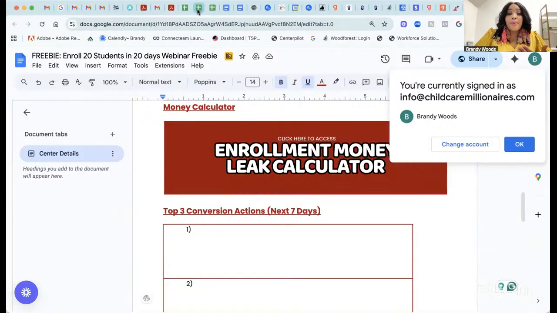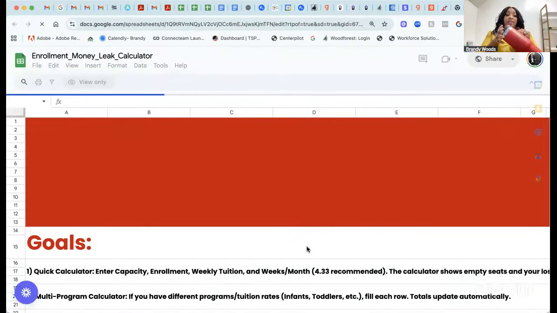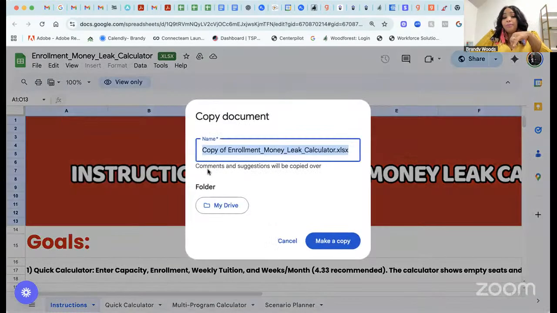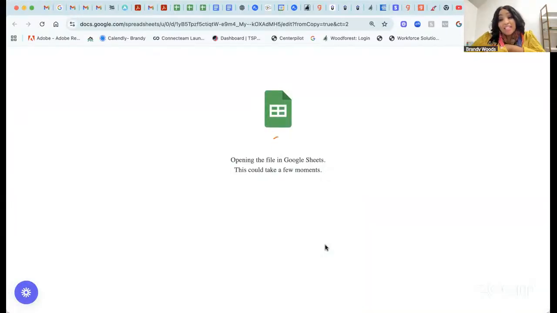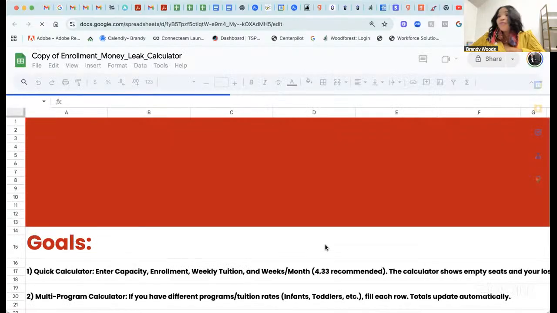But when it comes to your money calculator, at the top, you can click on this and it will open up into a sheet like this. Now, if you notice, it says view only. So to use this sheet, you have to go to File and make a copy. Otherwise, you cannot edit or use this sheet in any way. If you ask us for permission, we don't grant it, but you can make your own copy and use it forever and ever.